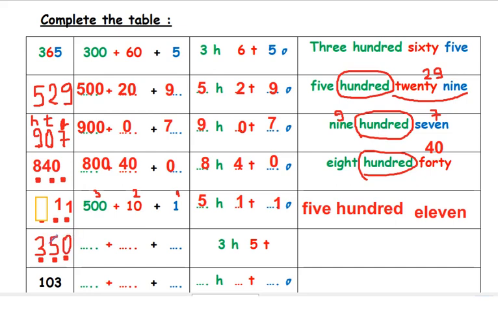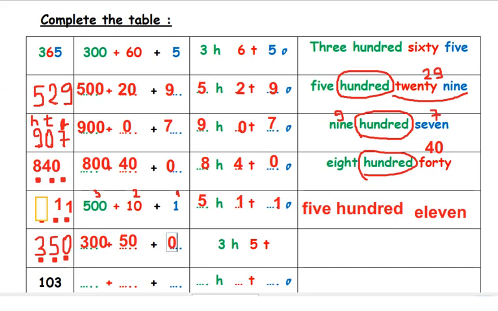Excellent. Now, let's write it in its expanded form. 300. Look, I have 3H, 3H is 300. And then what? 5 tens. You see, 5 tens are what? 5 tens are 50. Great. And I have no ones, so I will put 0 in here.